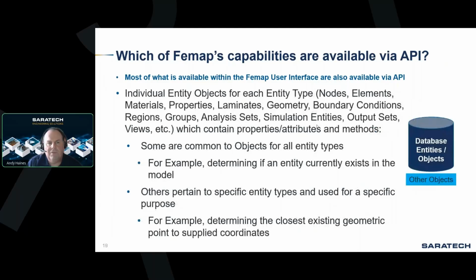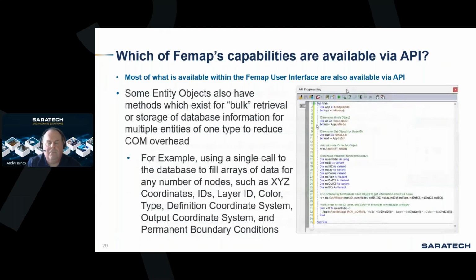Also, finally, we're talking about individual entity objects. These are your nodes, elements, materials, properties, etc. But also things like groups, analysis sets, output sets, views, basically all that. Some of these methods are common to all objects, like, hey, does this object exist? Others are very specific, like, hey, find me the point that is closest to these given coordinates. Or there's also some other methods that are designed to retrieve things in bulk.